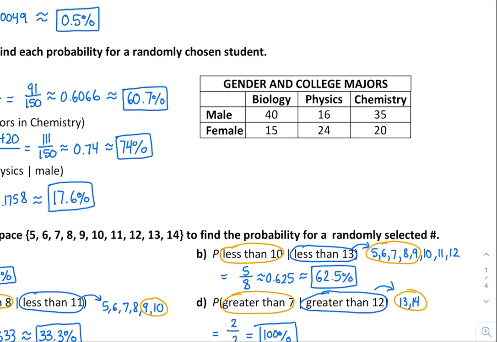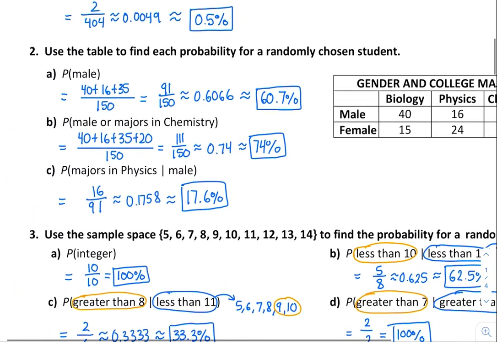So it's going to be 5 over 8, because there are 8 total numbers that are less than 13, which is right there, and there are 5 numbers that are less than 10 within this. So 5 over 8, 0.625, 62.5%.